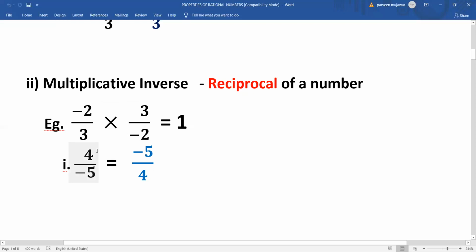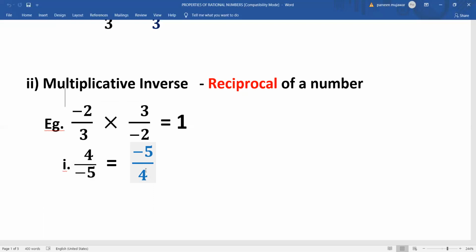Inverse is correct. So we'll check with example 1, that is 4 upon minus 5. What is the multiplicative inverse of 4 upon minus 5? You can check the answer which I have highlighted in blue, that is minus 5 upon 4. I have done the reciprocal. So what is multiplicative inverse? It is the reciprocal of a number.